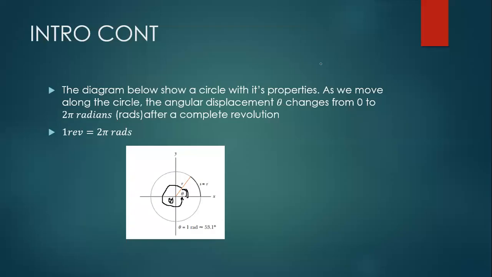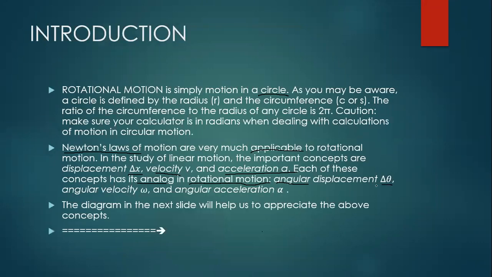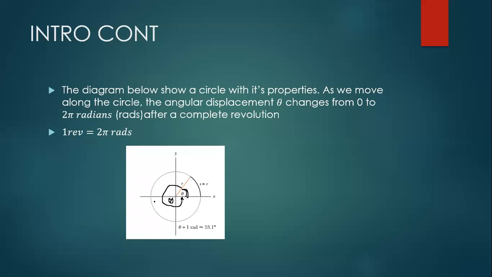We are continuing with rotational motion, from where we ended. We're just talking about the parameters that describe motion in a circle. These parameters are angular displacement, angular velocity, and angular acceleration. And what we see here on this circle is just an object moving in a circular path.